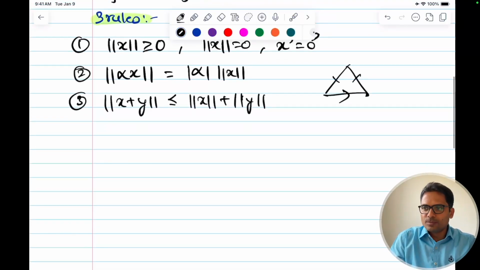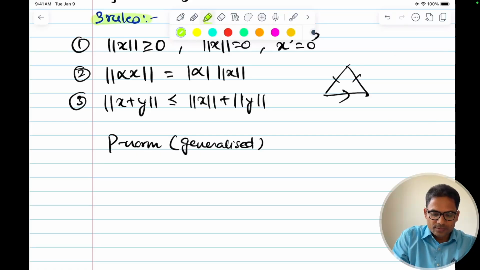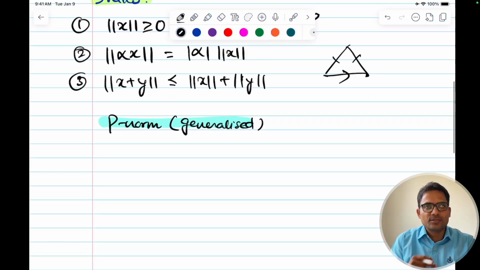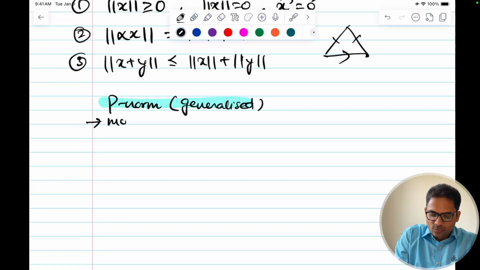So there is the p norm. It is the generalized form of the formula for a norm, or the equation, or this function. That generalized form is the p norm. That is the most common family. There are multiple families of vector norms, and this is the most common family of vector norms.